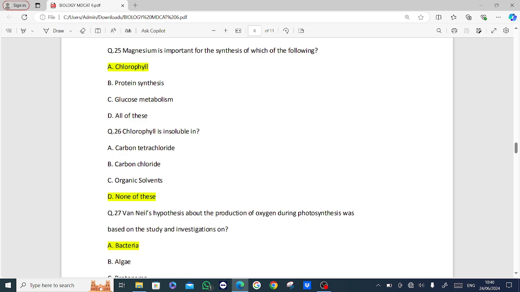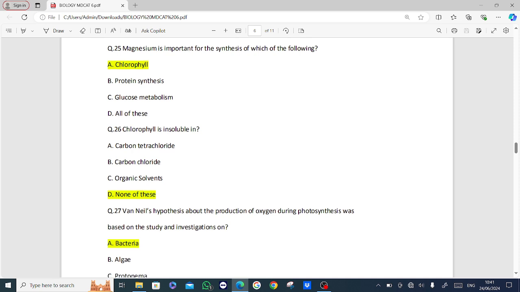Next MCQ is, chlorophyll is insoluble in. Options are carbon tetrachloride, carbon chloride, organic solvents, none of these. Answer is option D, none of these.